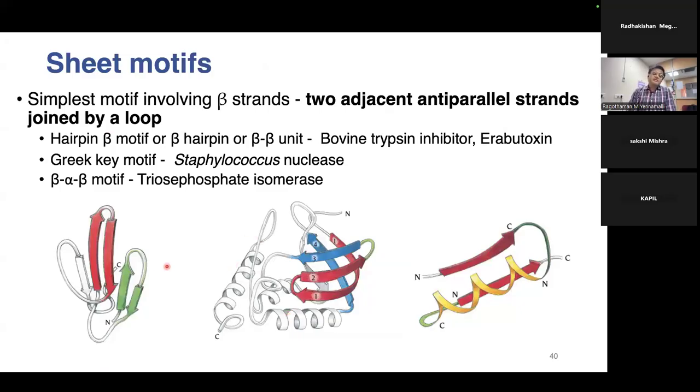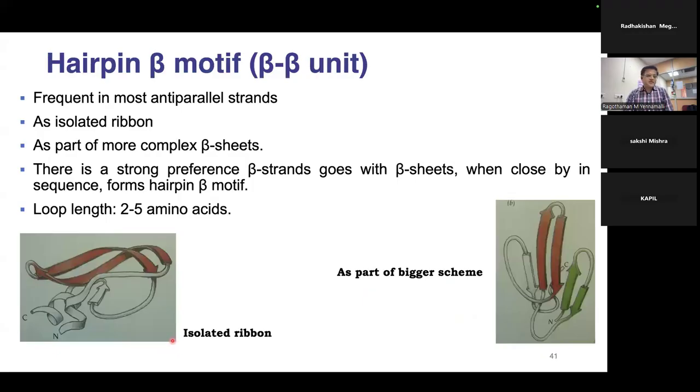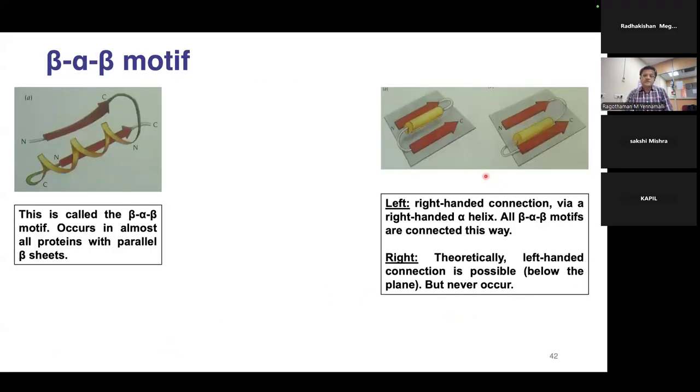Then there are motifs made by beta strands. This is a sheet motif. So you have a hairpin beta motif, a Greek key motif, or beta, alpha, beta motif. So you have alternate alpha and beta strands in antiparallel orientation that make a motif. So again, that is a hairpin beta motif, then beta, alpha, beta motif. Now, depending on where the helix is, if both the beta strands, you imagine them on the same plane on the sheet of paper, either the helix can be above the plane or below the plane. So both can be technically present, but we see only one most often in nature.